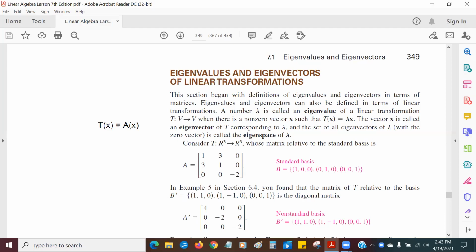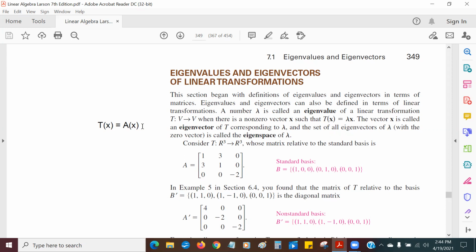Okay, everybody. So here we have the eigenvalues and eigenvectors of a linear transformation. This is the last part of our series for 7.1. I just want to say that this is kind of the same thing we've been doing for the entire 7.1. We're just looking at it a different way, because a linear transformation, as you know, is T of x equals Ax. That's a linear transformation.